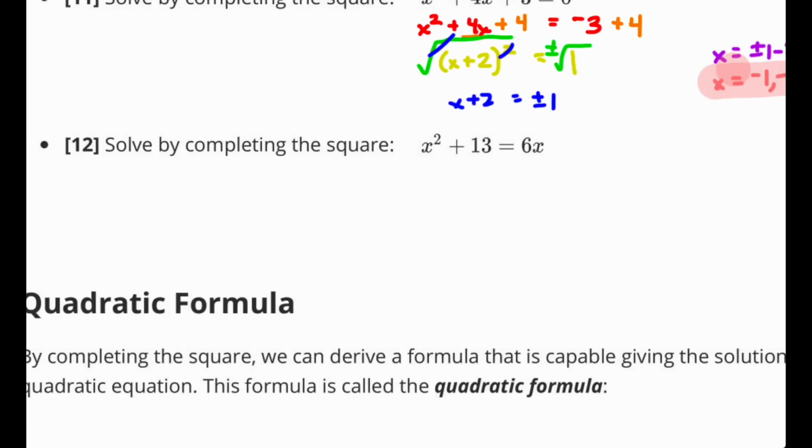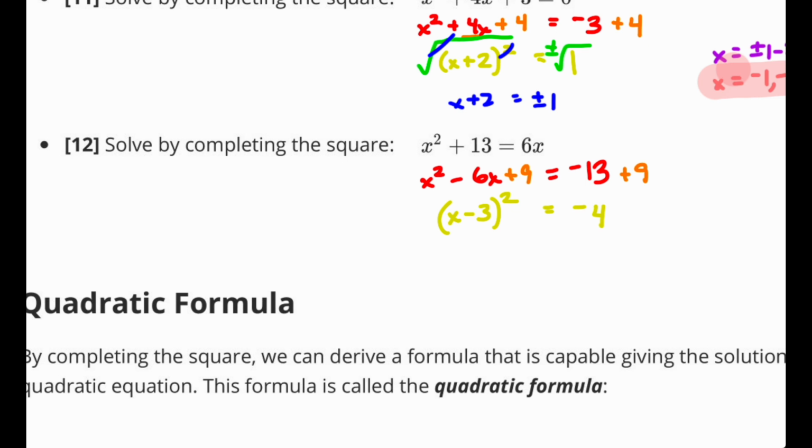Okay, the next one we're going to do the exact same thing, but we have to reconfigure this one a little bit first. So first thing I'm going to do is subtract 6x on both sides, and then I'm going to subtract 13 on both sides. So now it looks similar to what we did with number 11. Okay, I'm going to divide that middle term by 2 and square it. So this is going to be a plus 9. I'm going to artificially add 9 on both sides. Factor this, it's x minus 3. Again, all you have to do is divide that middle term by 2 to get that perfect square. And then that's equal to negative 4.